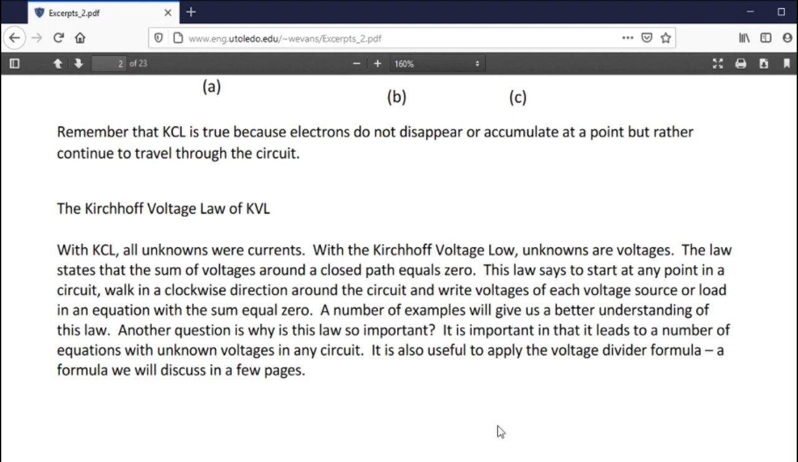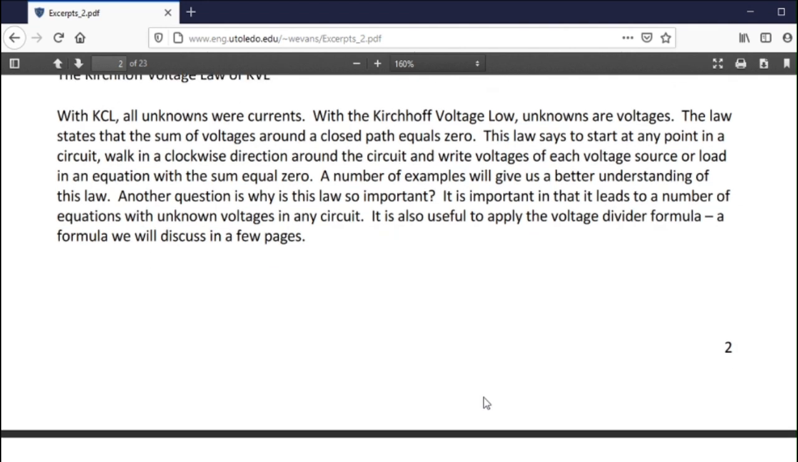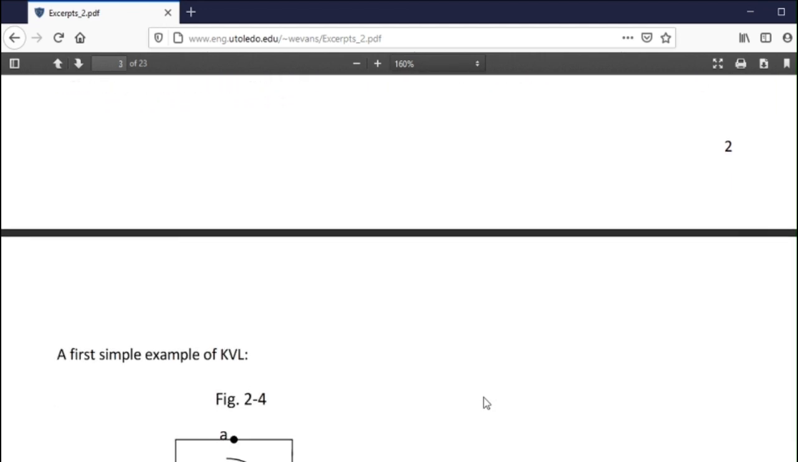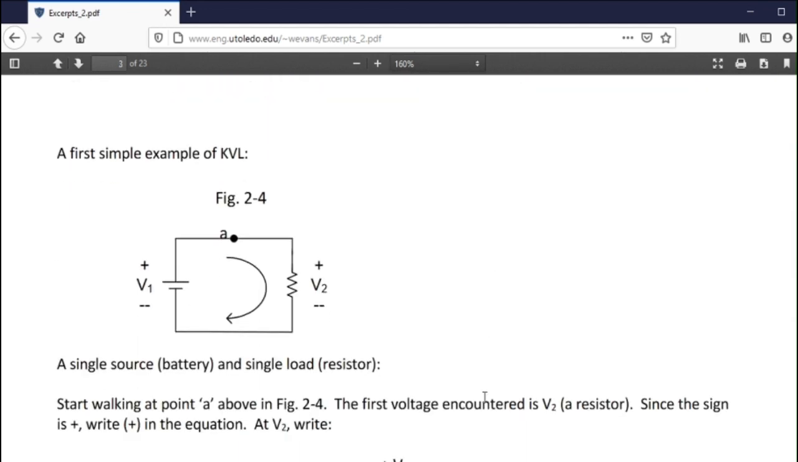Now the question is, why is this law so important? It is important and it leads to a number of equations with unknown voltages in a circuit. It is useful to apply the voltage divider formula, for example, in a few pages. So we use this law again and again and again. We just don't usually say KVL or KCL, but we may.